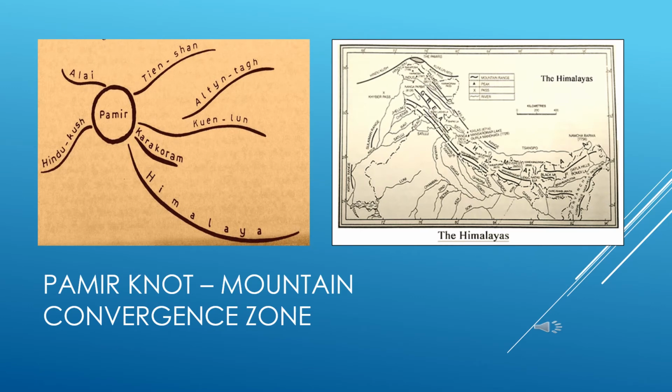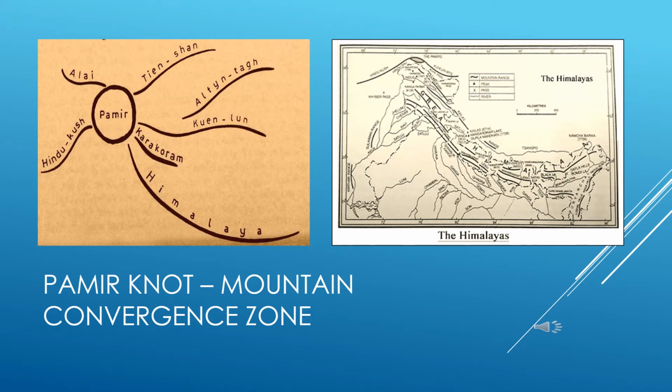The Pamir is the most famous mountain convergence zone in the world. Pamir Knot is called so because many mountain ranges appear to spread out from a central area, outward in different directions from this small zone. To the east of the Pamir Knot, you can see the Kunlun mountains extend, and to the north extend the Tian Shan mountains. The Himalayas emerge from the Pamir Knot towards the southeast direction.